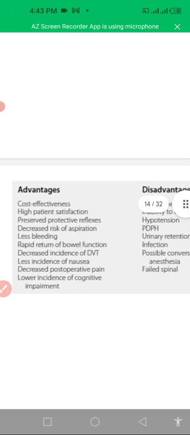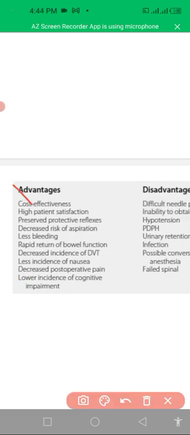So there are different advantages and disadvantages of spinal anesthesia. Spinal anesthesia is cost effective, there is high patient satisfaction, there is protection of reflexes, the patient will be awake, and only the desired area will be anesthetized. Then there will be less bleeding, bowel function returns safely, there is less incidence of nausea, decreased postoperative pain, and cognitive impairment will not be there.